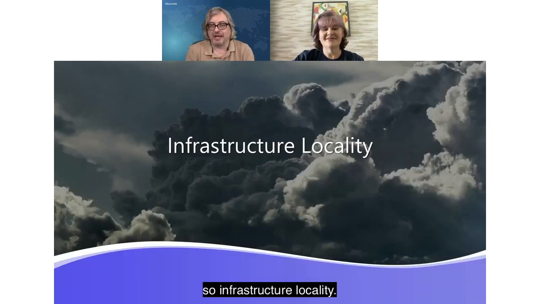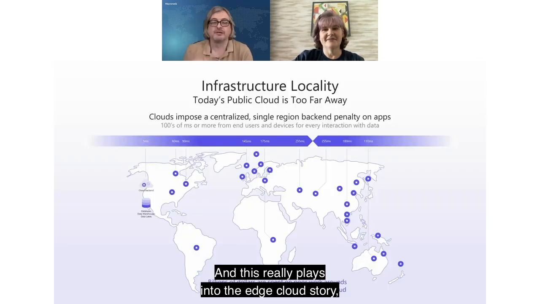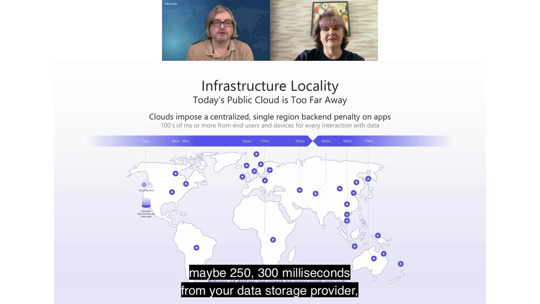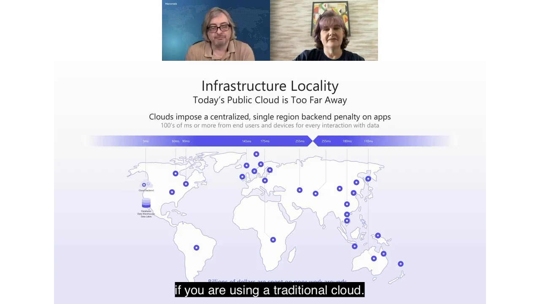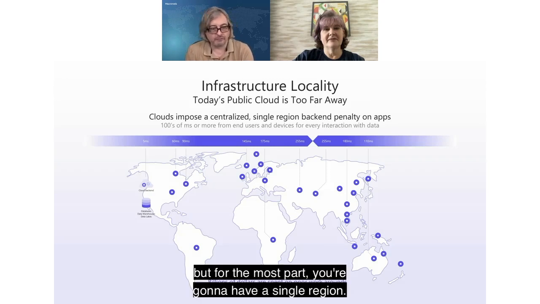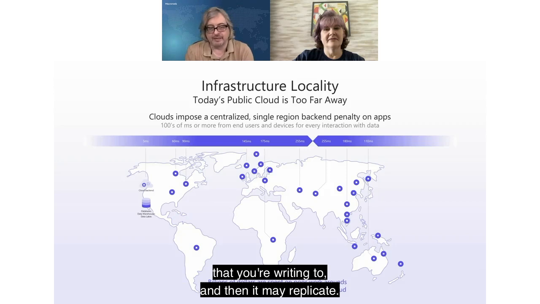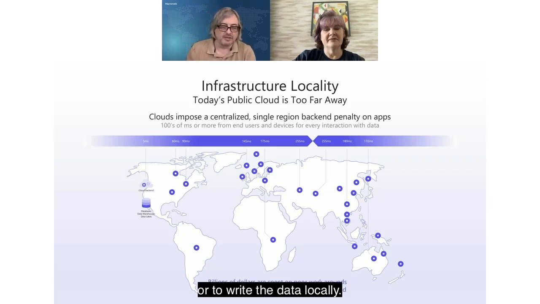So infrastructure locality, and this really plays into the Edge Cloud story, which is that today's public cloud is really too far away. So often you're at least 100 milliseconds, maybe 250, 300 milliseconds from your data storage provider if you are using a traditional cloud. It often depends on the cloud data store, but for the most part, you're going to have a single region, at least that is your primary environment that you're writing to, and then it may replicate, but then the replication latency often is even more than just the latency to access the data locally or to write the data locally.